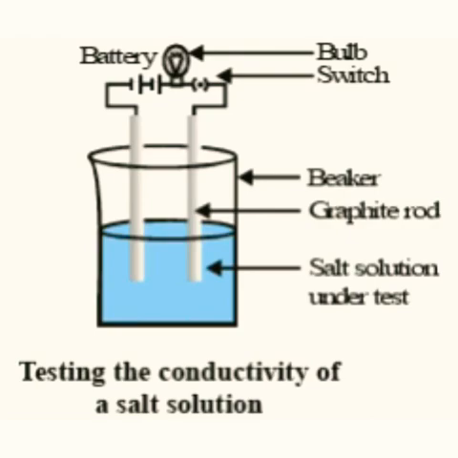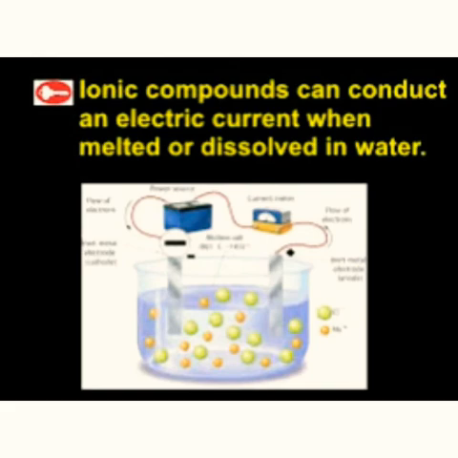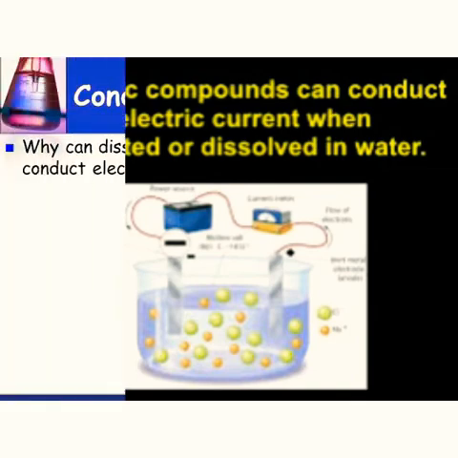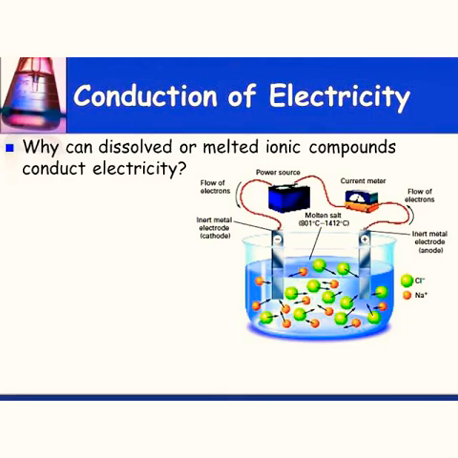Second experiment is testing the conductivity of a salt solution. For that, we want to arrange an apparatus as shown in the diagram. Ionic compounds can conduct an electric current when melted or dissolved in water. Why do ionic compounds conduct electricity in molten state? We can study this with the help of an experiment.